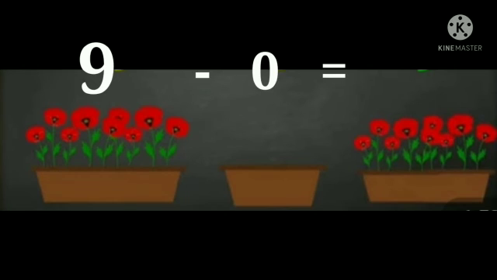Suppose that from a bunch of 9 flowers, if we take away 0 flower, how many flowers will remain? Correct. The flowers will remain 9 itself. So here 9 minus 0 equals to 9. Thus there are 9 flowers in all.